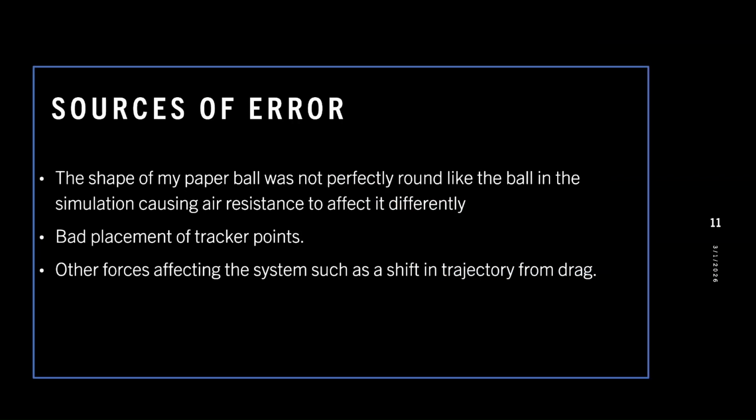So, some possible sources of error. The shape of my paper ball was not perfectly round like the balls in the simulation, so the air resistance could have been affecting it differently. There could have been some bad placement of Tracker points on my part, which would explain why the graph deviated slightly from the computational model. And there could have been other forces affecting my system that I didn't take into account.